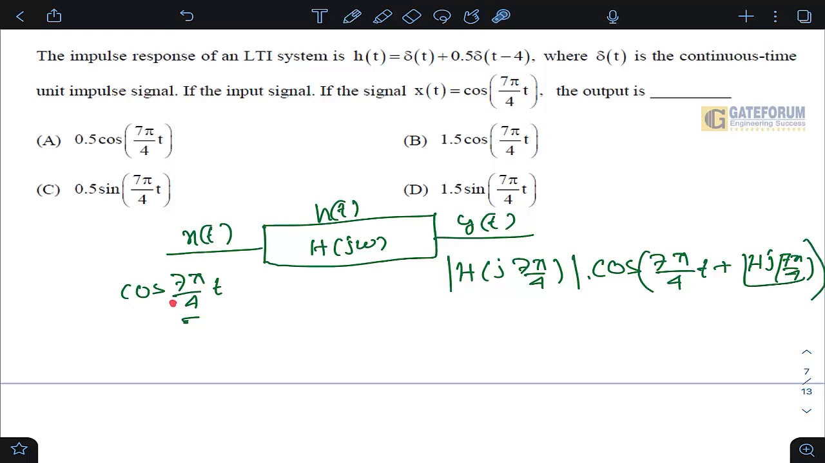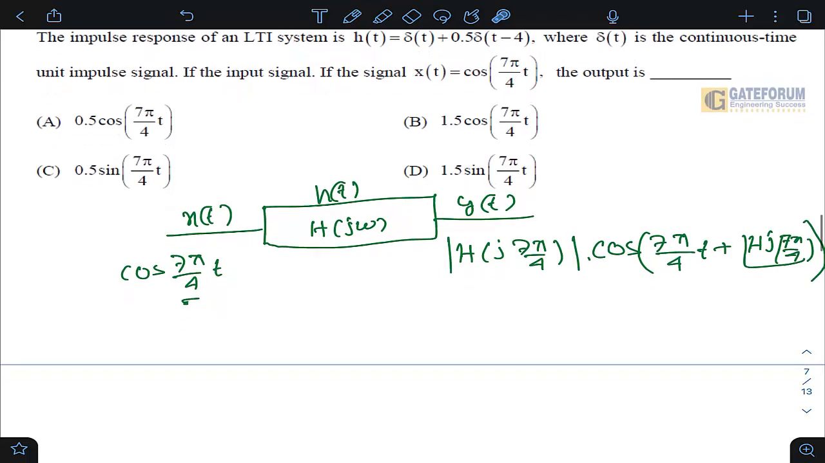This is the output you will get. So if the input is a sinusoid, the output is a sinusoid. The change is that you multiply by the frequency response magnitude and add the frequency response phase. You have to evaluate these frequency response functions, magnitude and phase, at the input signal frequency. The magnitude you multiply with the input signal and the phase you add. That is what your output is. First, we don't have the H(j omega) information directly. The time domain data is given. So let us find its Fourier transform to get H(j omega), and then I will substitute 7 pi by 4 in place of omega, and we will find the magnitude and phase.